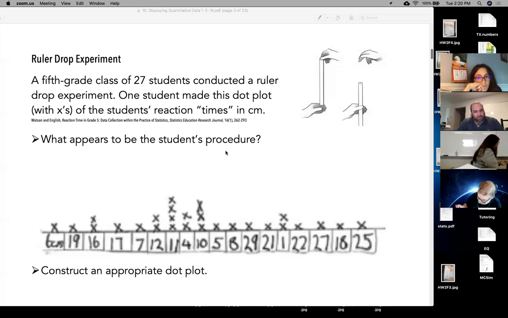Go ahead. I was just going to say the numbers on the bottom are out of order, so I think every time they did the experiment, they put what they measured. So they just have to get that. Probably, which means the very first student probably grabbed it at what point? 6 centimeters. The second student at what point? 19. The third student at what point? 16. Fourth student at what point? 17. Ah, that was a trick question.